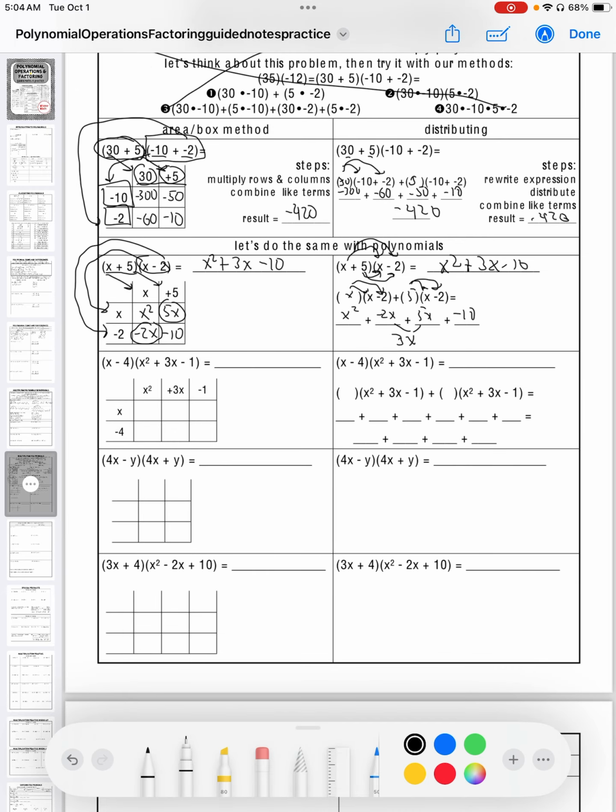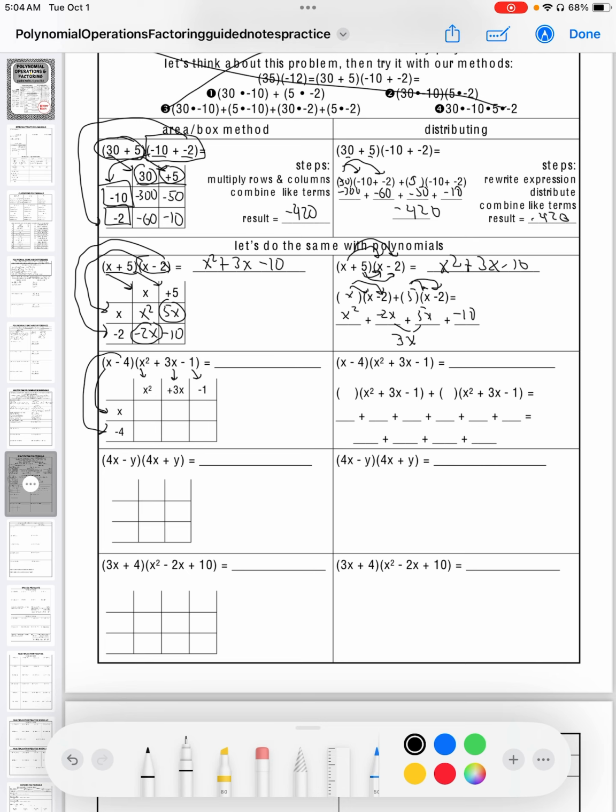Okay, and the next one we have more terms. We have x minus 4, and then we have x squared plus 3x minus 1. Typically, we want to put the longest one on the top. So we have x squared plus 3x minus 1. We have 3 terms there. And then we have x and minus 4 on the side.